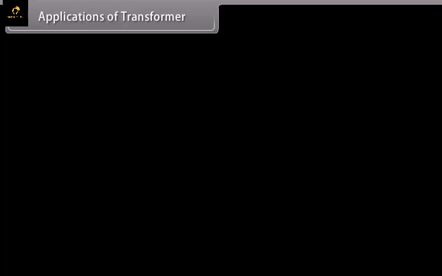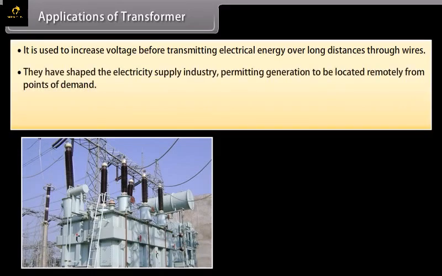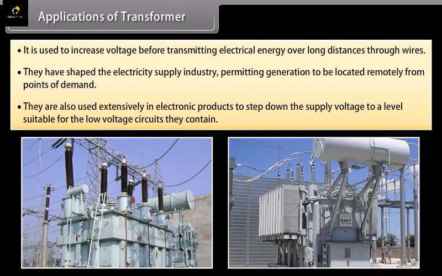Applications of transformer. It is used to increase voltage before transmitting electrical energy over long distance through wires. They have saved the electricity supply industry, permitting generation to be located remotely from points of demand. They are also used extensively in electronic products to step down the supply voltage to a level suitable for the low voltage circuits they contain.